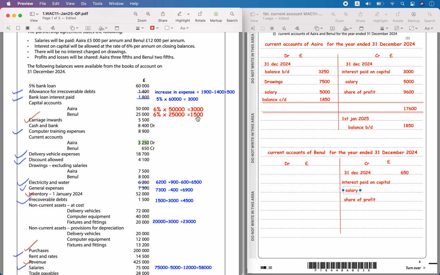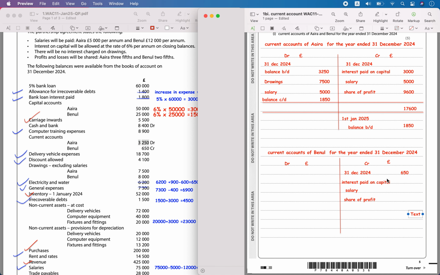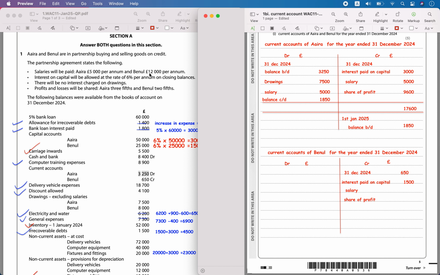So the first one is interest on capital. He received 1500. So let's write that, 1500. Then he received a salary of 12,000. So let's write that. And then the share of profit. Benul got 6,400 as share of profit. So let's write that. This is from part A, which was solved previously. 6,400 was the share of profit he got.